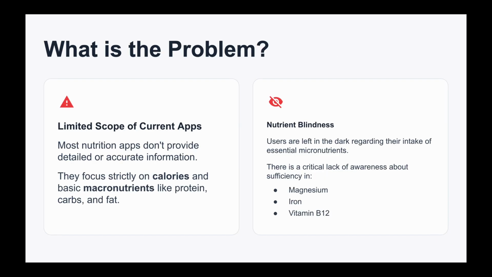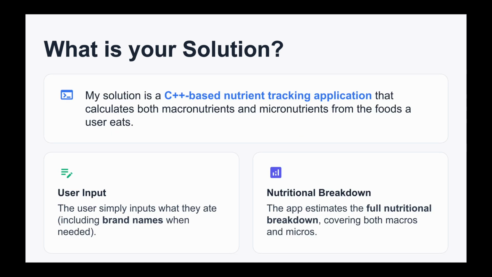And my project is called Nutrient Tracker and it focuses on accessible health, nutrition, and daily wellness tracking. Many nutrition apps focus mostly on calories, protein, carbs, and fat. The problem is that users often do not see enough information about important micronutrients like magnesium, iron, and vitamin B12. My solution is a C++ and Qt desktop app that helps users enter foods they eat and receive a full nutritional breakdown. The app calculates both macronutrients and micronutrients.